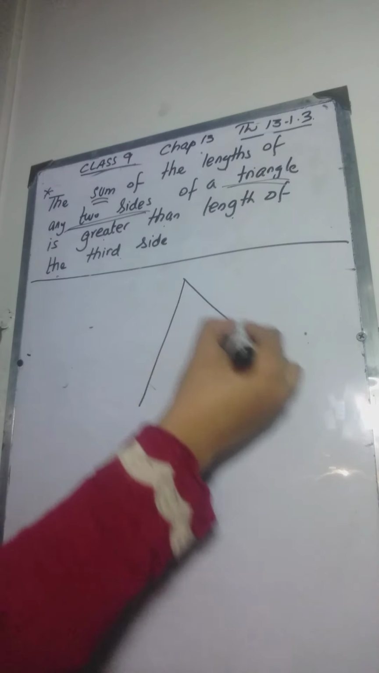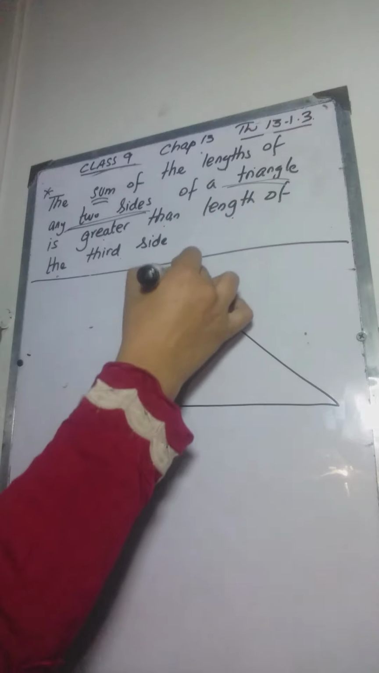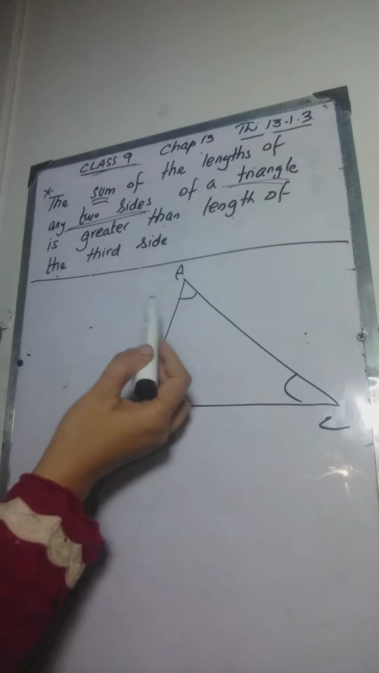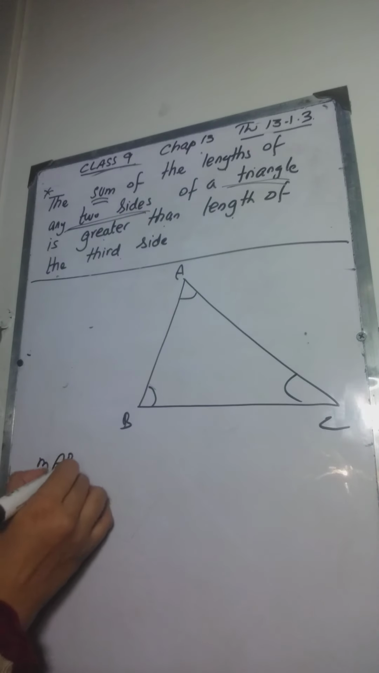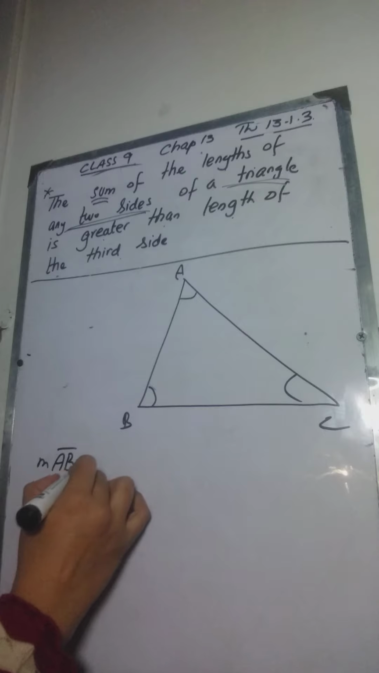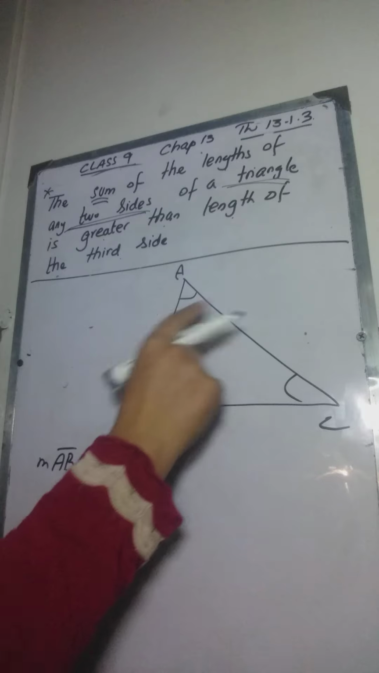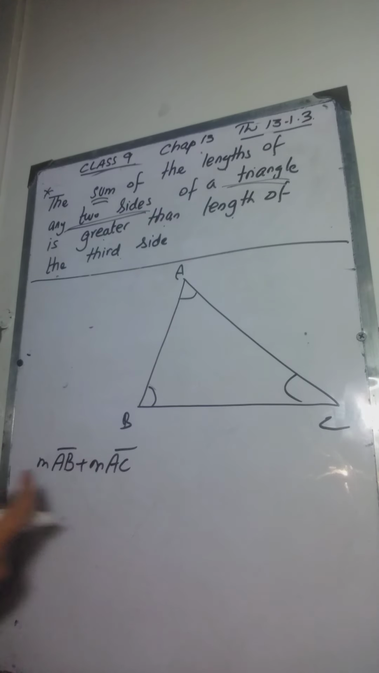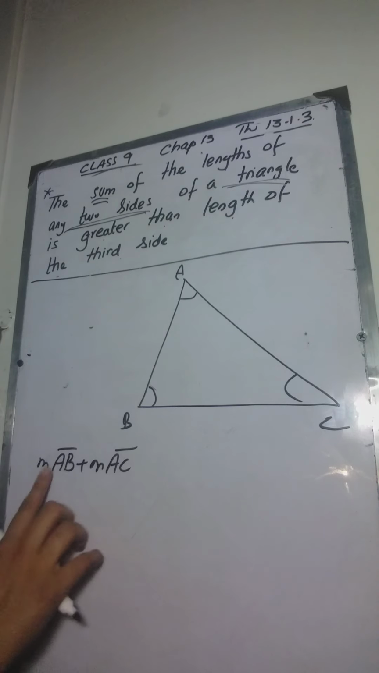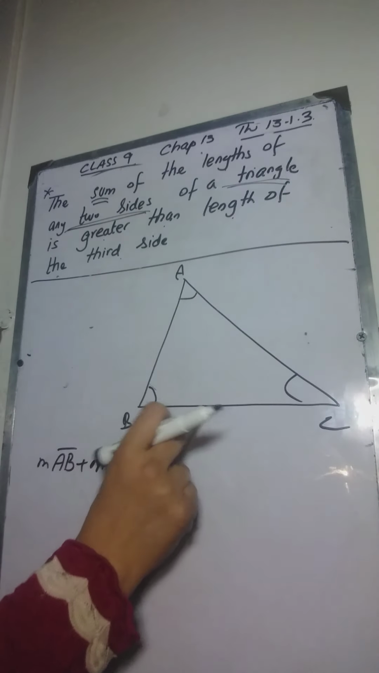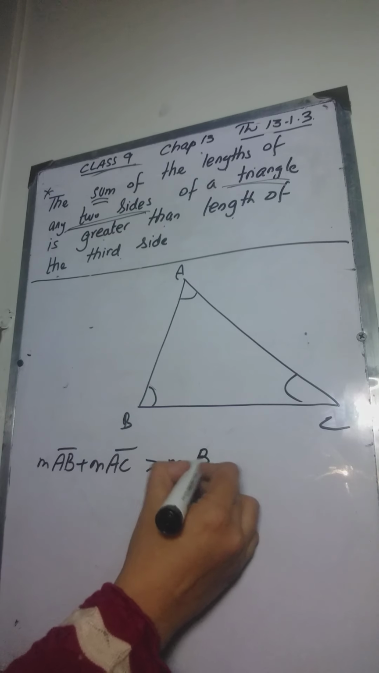Suppose you have a triangle ABC. Then according to this statement, the sum of any two sides, for example, the measurement of AB and the measurement of AC, if you take the sum of these two sides, sum means the addition, the answer that we get after addition of two sides, the measurement of AB plus AC will be greater than the third side, the measurement of BC.